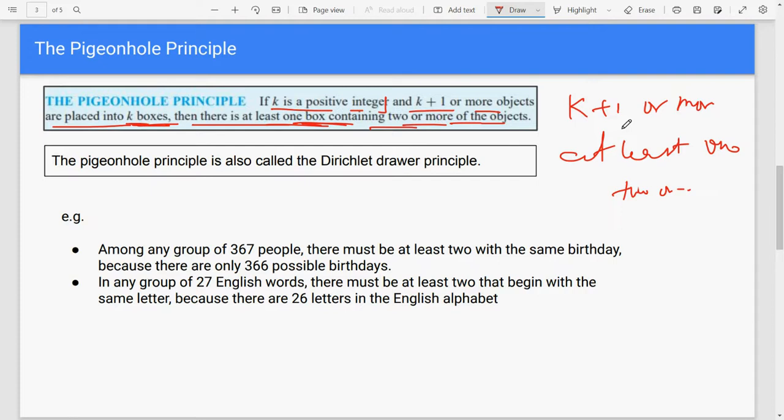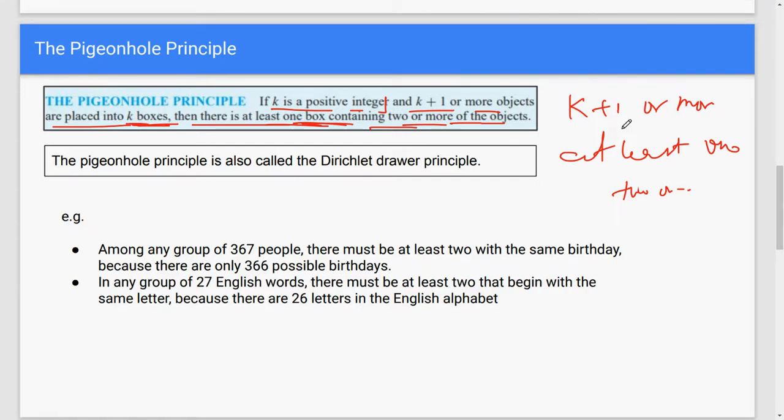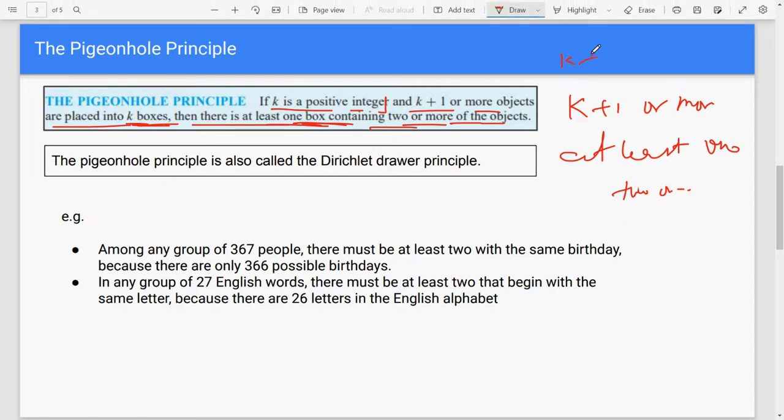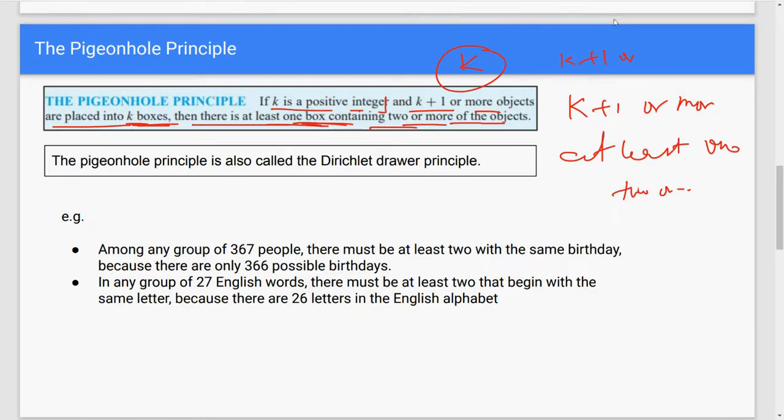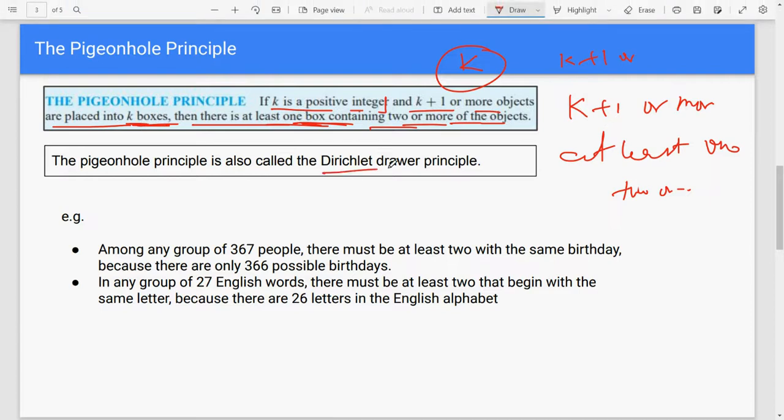This is true. You can think that this is in general true. If you have k plus one or more objects and you are trying to put them into k boxes, obviously one box will contain two or more objects. This is the pigeonhole principle, also called the Dirichlet drawer principle, after the name of the scientist.